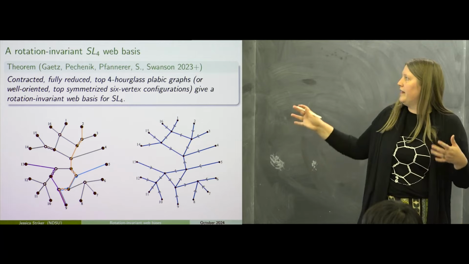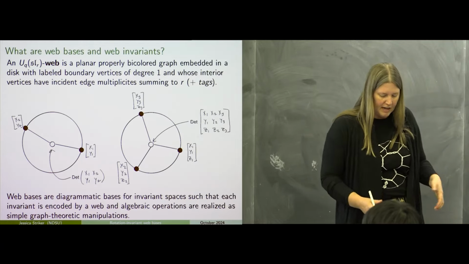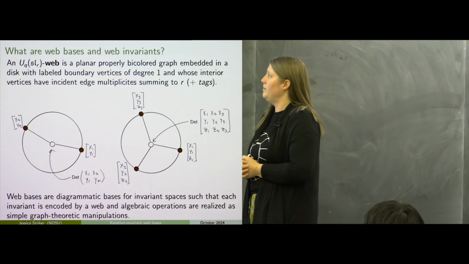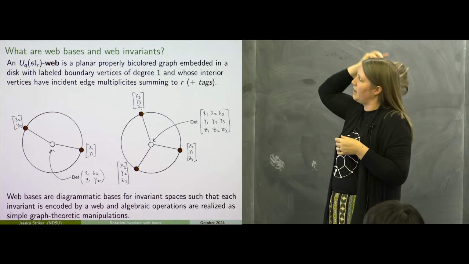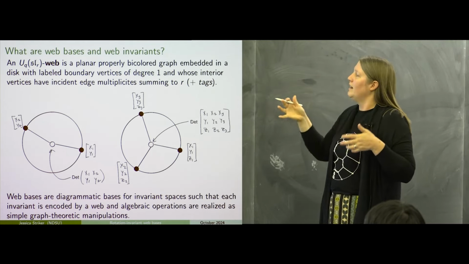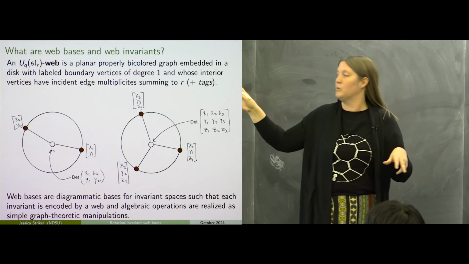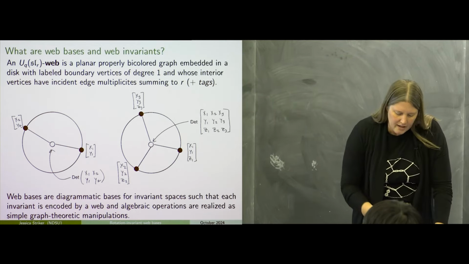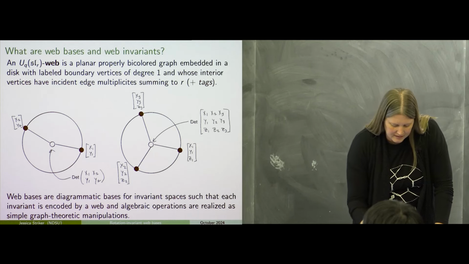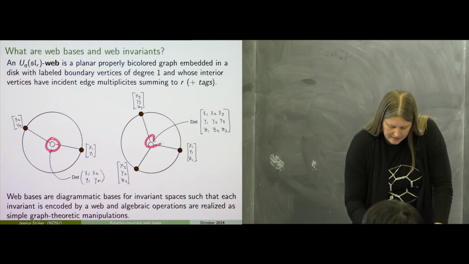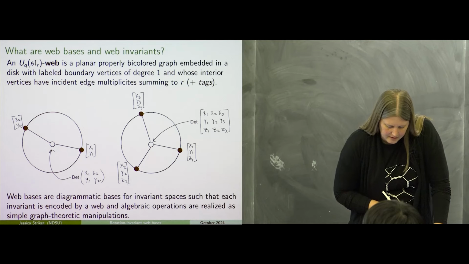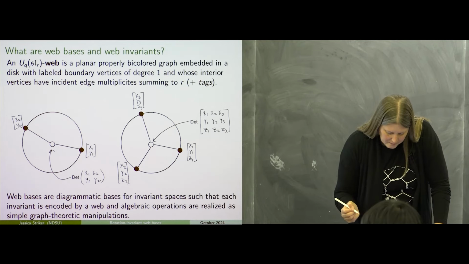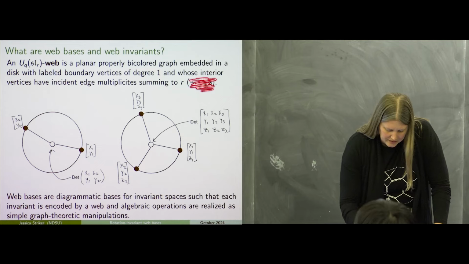And then the question is, what is a web basis? So web is a word that has appeared before our work. A lot of people have studied things called webs. And so here's the definition that we used in our paper. And I'll try to show you how to calculate a polynomial from one of these graphs. Okay, so a web is a planar, properly bicolored graph embedded in a disk with boundary vertices of degree 1 and interior edges summing to a certain number r. So here, all of these interior edges are just of degree 1. Oh, and then there's some tagging convention, but don't worry about that.